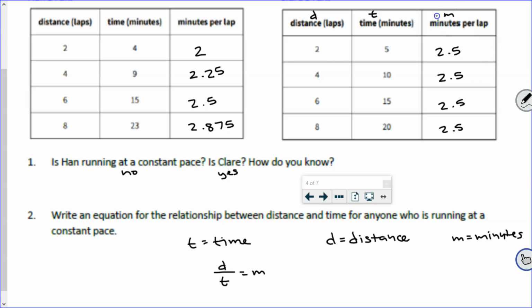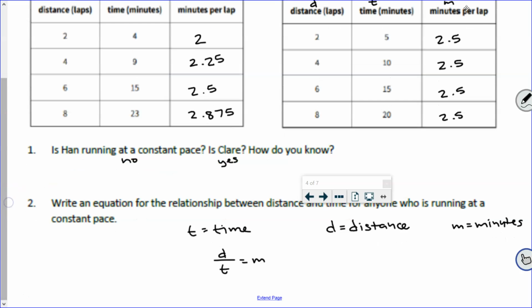But here's something that is a little bit unnecessary here. Is the minutes per lap changing? The minutes per lap is always 2.5. So do I need a variable for something that's always going to be that same thing? No. Are these all the same? No, those ones are changing. So I don't need to waste a variable here because I know that the minutes per lap is always going to be equal to 2.5. So yes, we could have written the equation D divided by T is equal to 2.5, but I don't love this equation. It's not wrong.